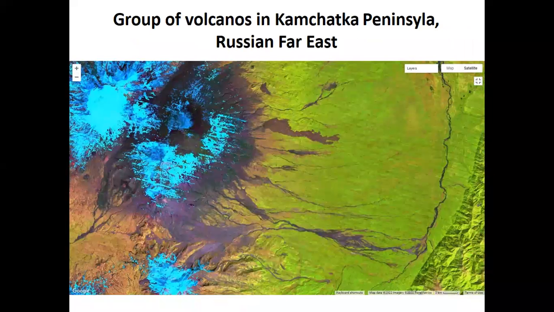Just another example, the group of volcanoes in Kamchatka Peninsula in the Russian Far East. You also could see snow on the tops, and you could see these tracks of magma just erupted. And you see that along these ways, there's still no vegetation. Vegetation could come only later, some decades or sometimes hundreds of years after eruption, and be restored.